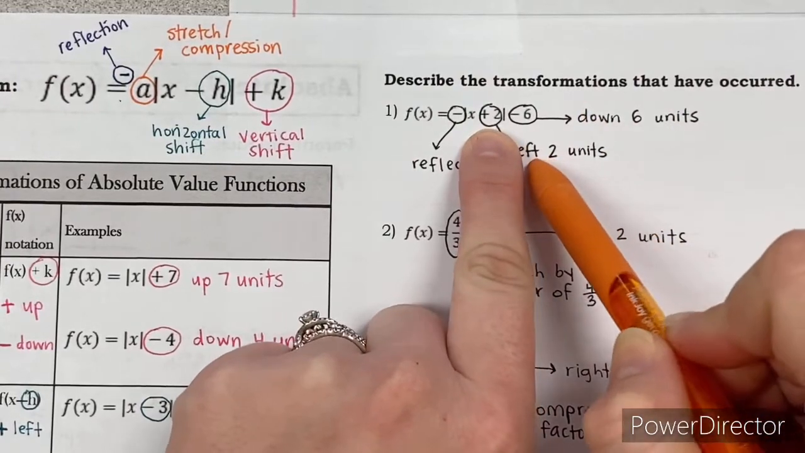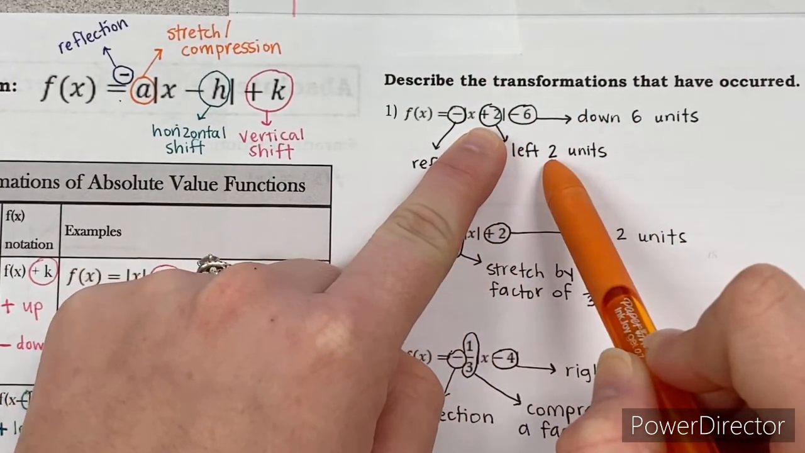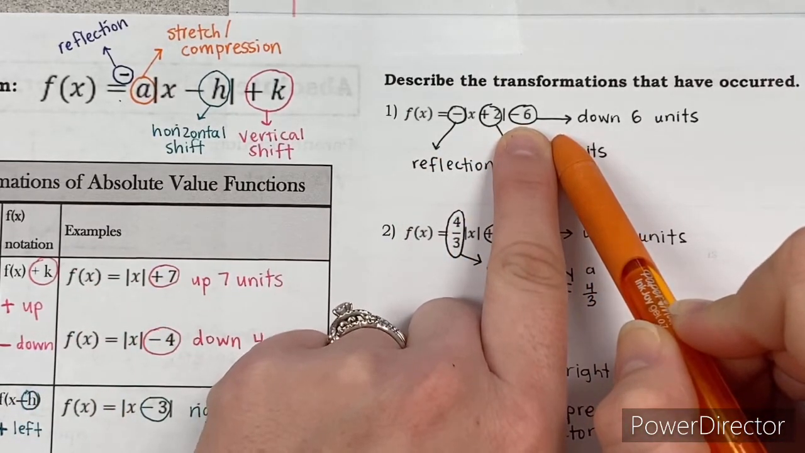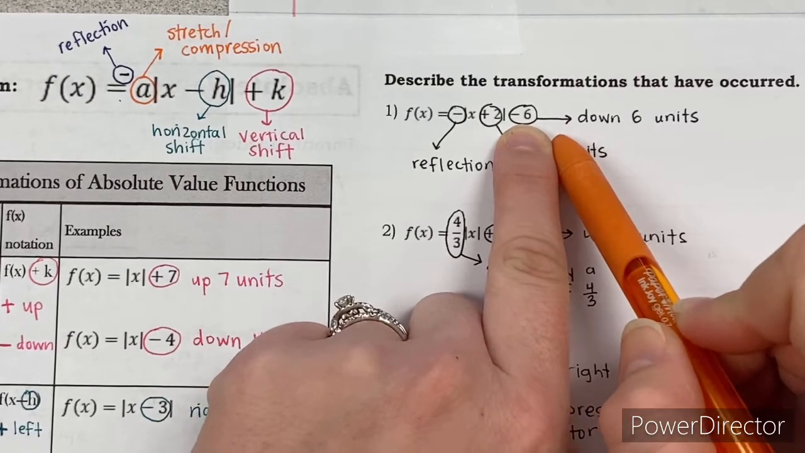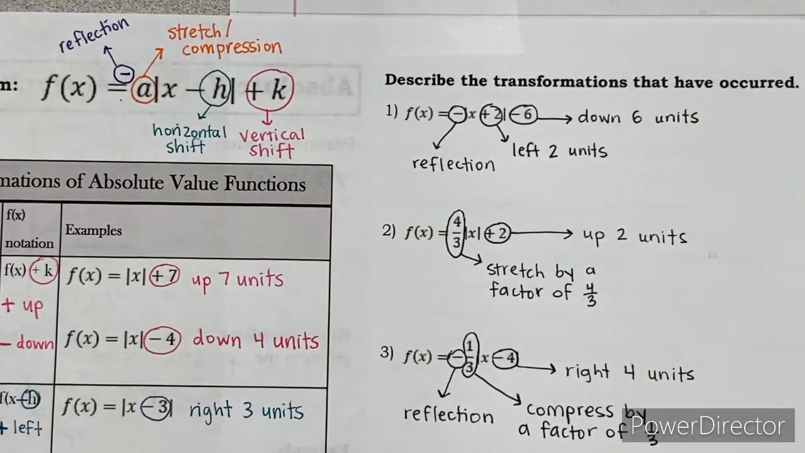This +2 is in the H spot, so it's going to be left or right, and we do the opposite of what that one says, so it's going to go left 2 units. This one back here at the back is our vertical, so that's either up or down, and that one just does whatever the sign says. So this one is down 6 units. So I hope that makes a little bit more sense. Please study the letters, the position of them in vertex form, and then what they actually mean.